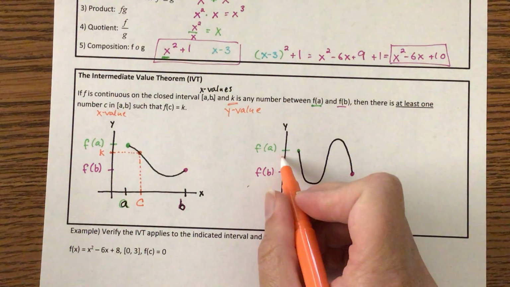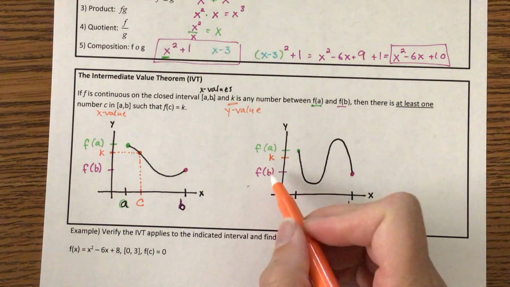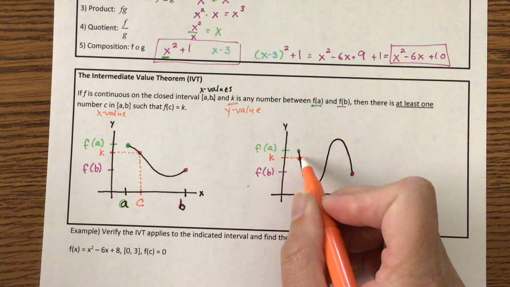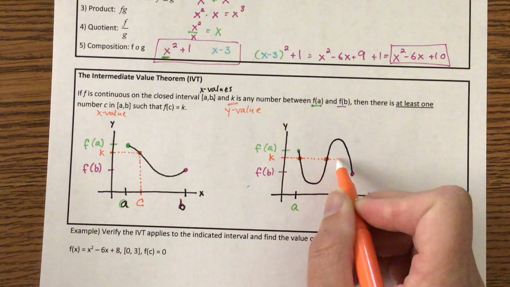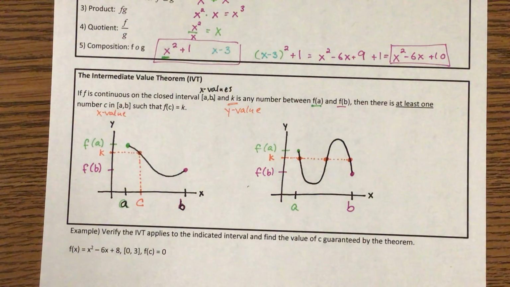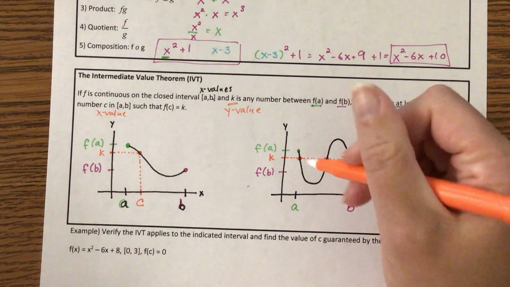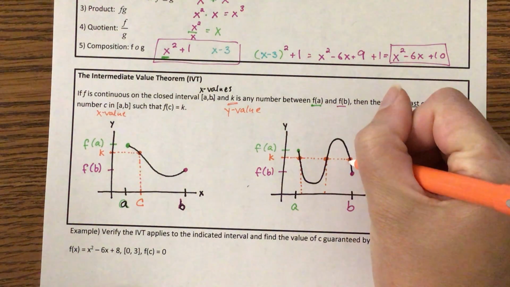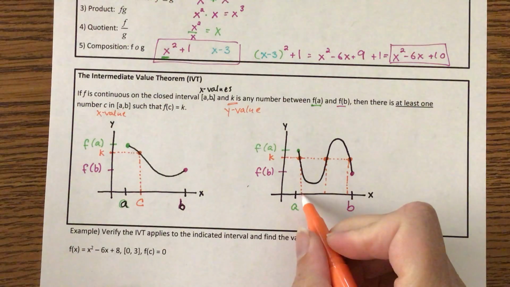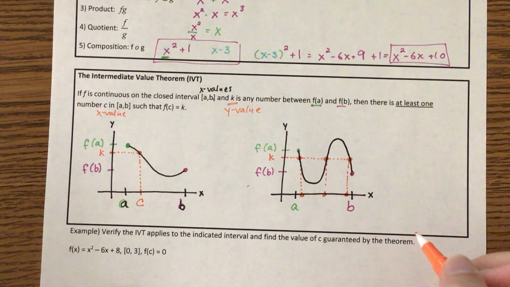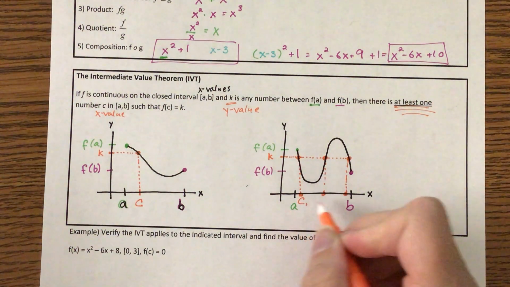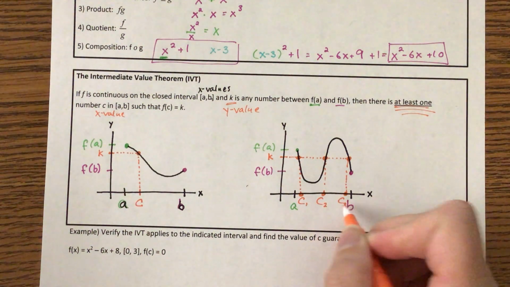All right. K is still going to be a y value in between f of b and f of a. But if you notice this time, a whole bunch of points, 3 points in fact, have the same y value. So that means that down here and here and here, those are 3 different options for C. So that's why it says at least one over here. It's possible that there's more than one C value. So I'm going to name these C1, C2, and C3.